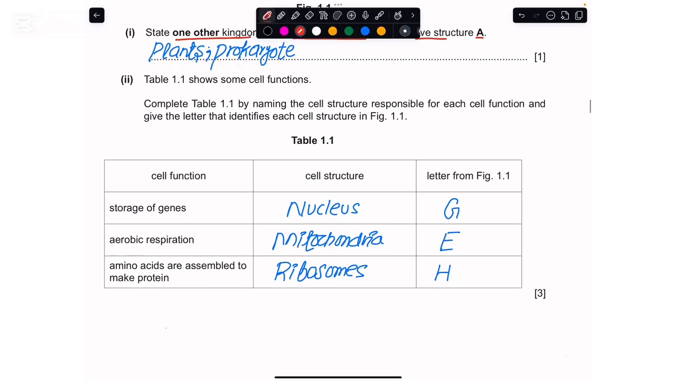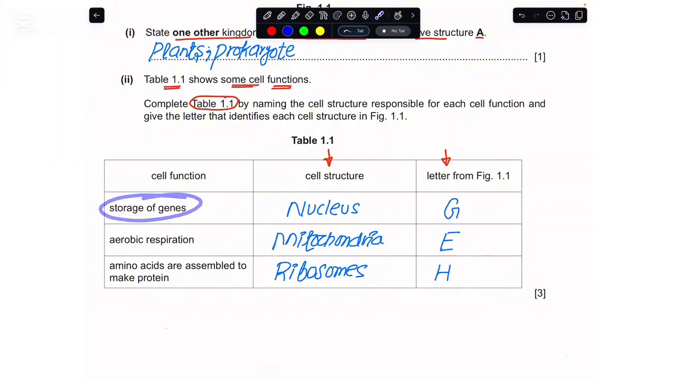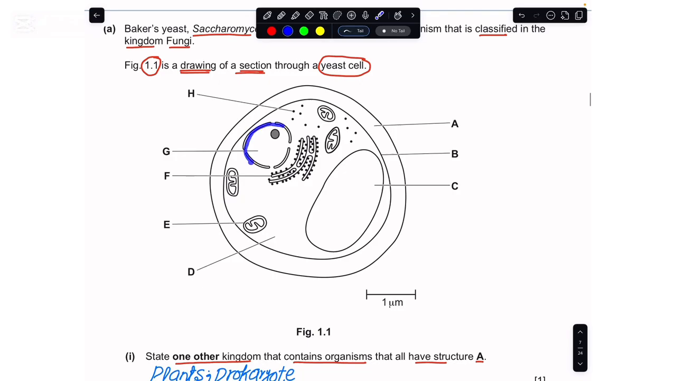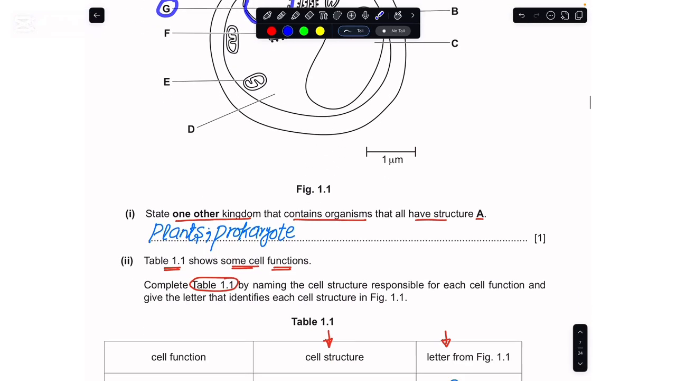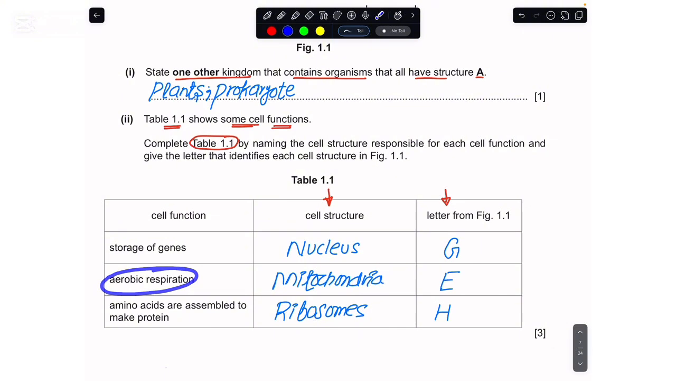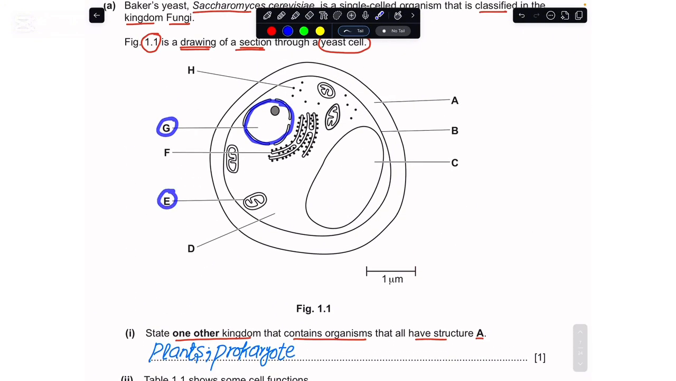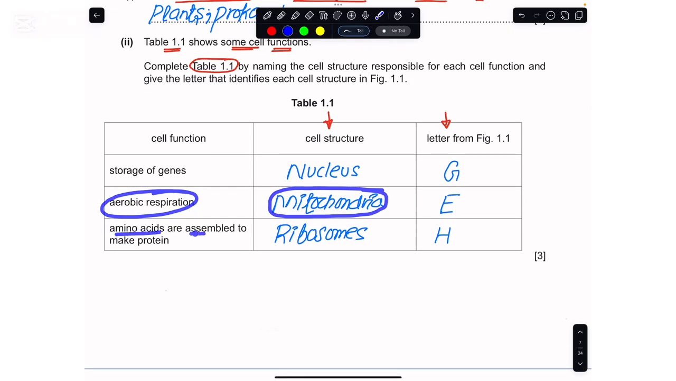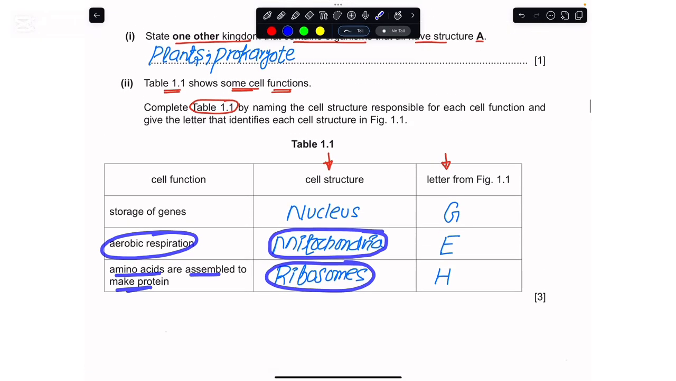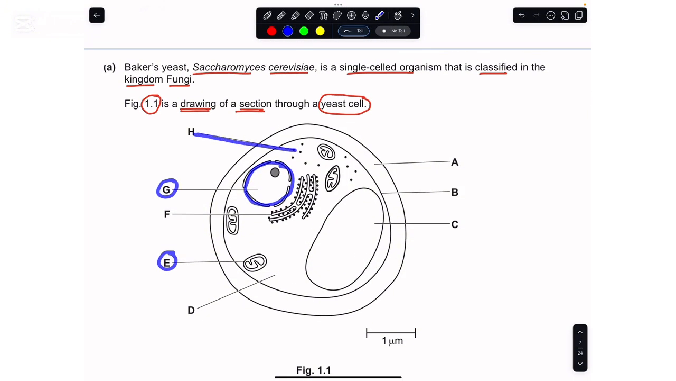Now, moving onward, they have given you the table, and over there they show you some cell functions. They want us to complete table 1.1, where we are required to write the cell structures, and we have to give our examiner the letter from figure 1.1. They say the storage of genes, and we know the genes are stored within the nucleus, and the letter used is G. They say aerobic respiration, so we know this is accomplished by the mitochondria, and the letter that you are required to write is E. And when they say amino acids are assembled to make protein, they are the ribosomes, and the letter which we have to use is H.